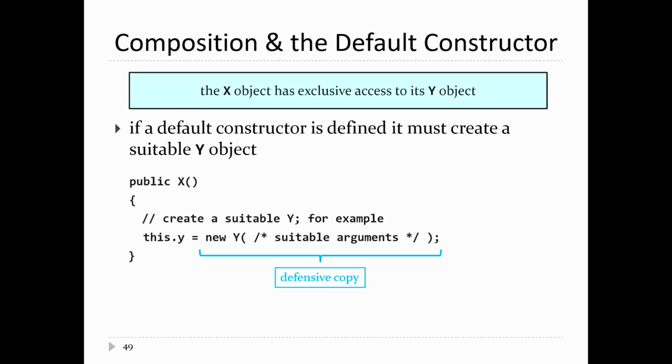If you have a no argument constructor or default constructor, this isn't really composition. You have to do this no matter what. In your no argument constructor, you make a new Y, but we do that anyway, so that's not really anything new.